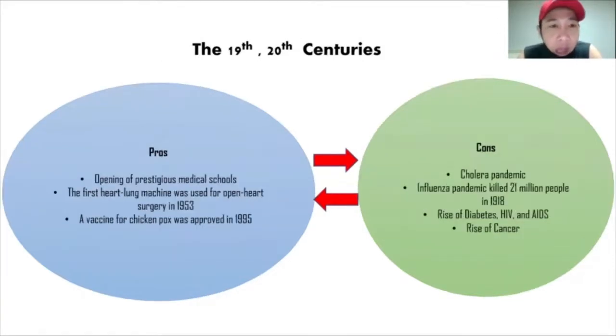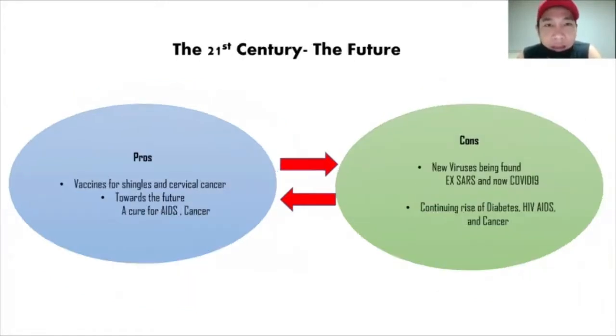In the 19th and 20th centuries, they opened prestigious medical schools like the Royal College of Surgeons, founded in London. They also had trial and error with anesthetics, but still, like the bubonic pandemic, new pandemics arose, called the cholera pandemic and the influenza pandemic, and with the rise of HIV, diabetes, AIDS, and cancer, they are still not cured or do not yet have any vaccines.